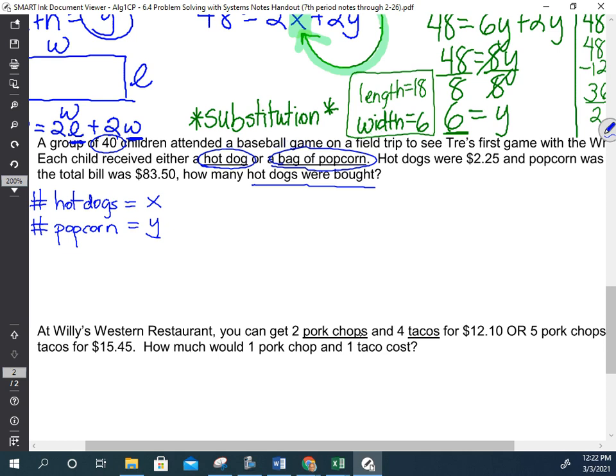So that means the number of hot dogs plus the number of popcorn has to equal 40. Number of hot dogs plus the number of popcorn has to equal 40. Because remember, you can have a hot dog or you can have a popcorn, but you can't get both. Any questions on that first equation?